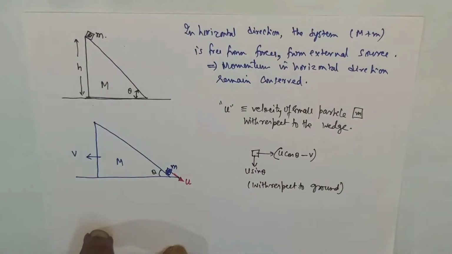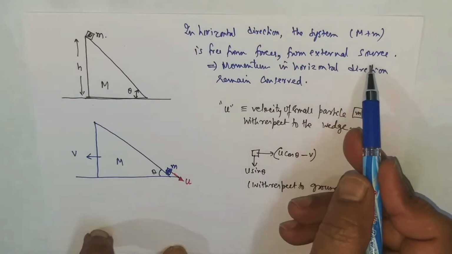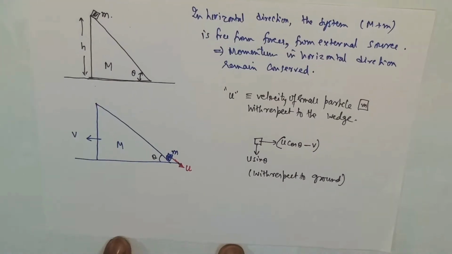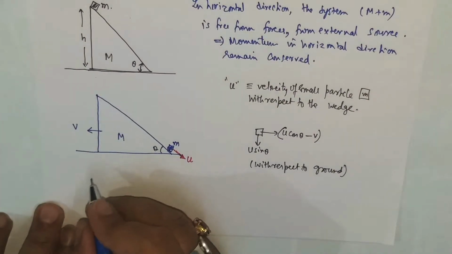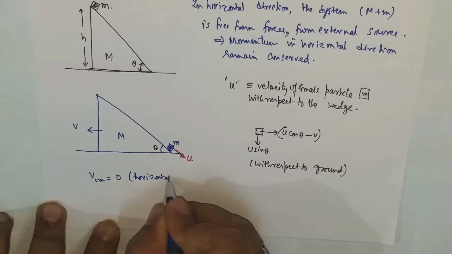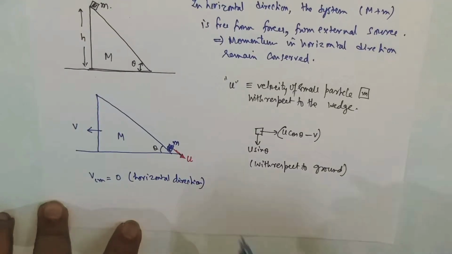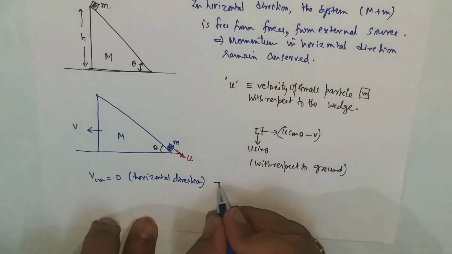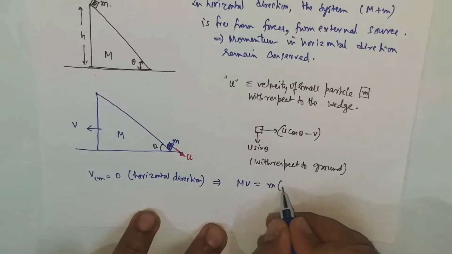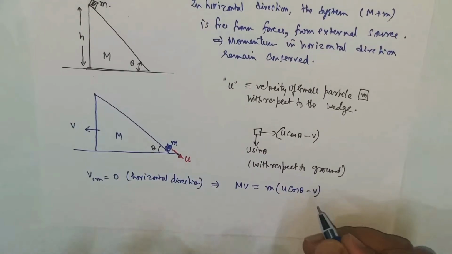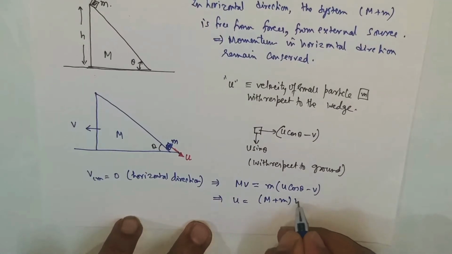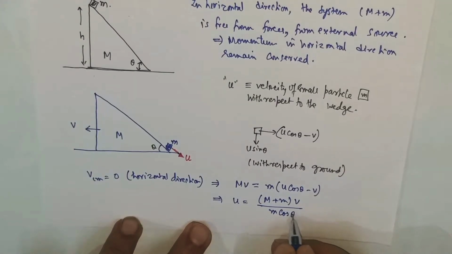Now, as we are aware that the system is free from external horizontal forces, the momentum remains conserved. Also, we can say that the velocity of the center of mass is 0 in the horizontal direction. The center of mass does not move in the ground reference frame in the horizontal direction. Therefore, we have capital M into V to the left side equals small m into u cos theta minus V to the right side. Just rearrange the terms, and we have u equal to capital M plus small m times V divided by small m cos theta.